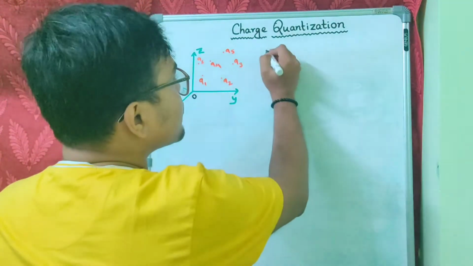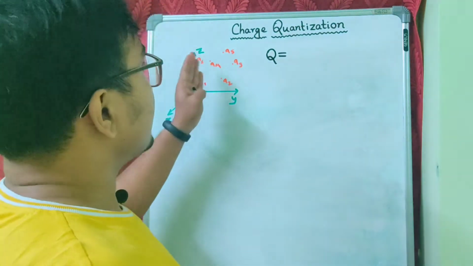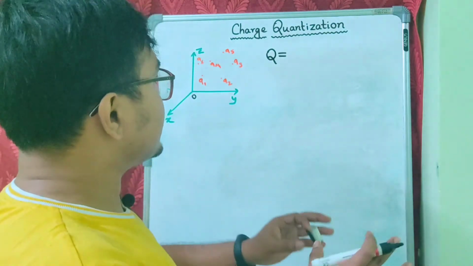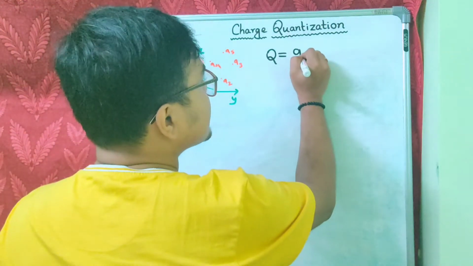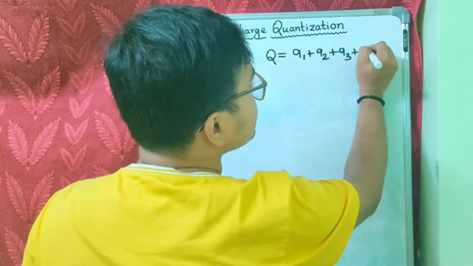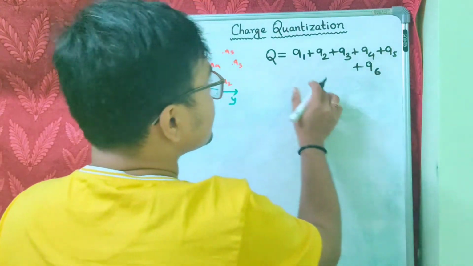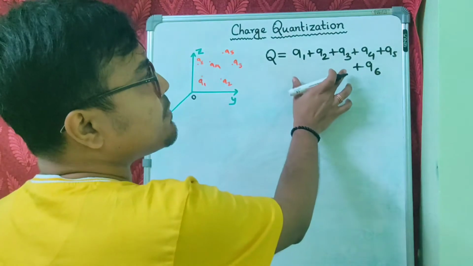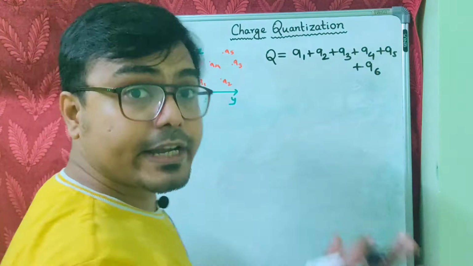So what will be the total charge? The total charge Q will follow the scalar or algebraic law of addition. So the total charge must be Q1 plus Q2 plus Q3 plus Q4 plus Q5 plus Q6. This total charge follows the ordinary algebraic law of addition. As it is a scalar quantity, it does not follow the vector law of addition.